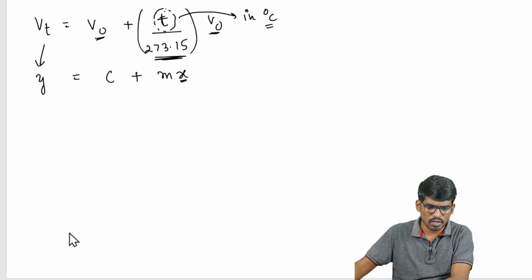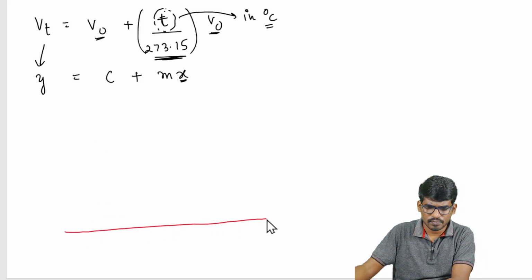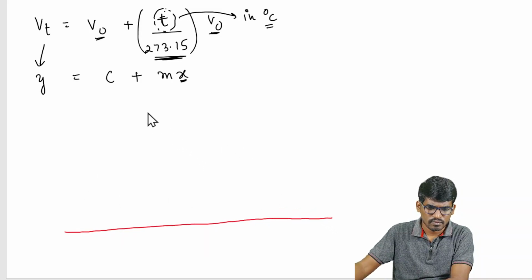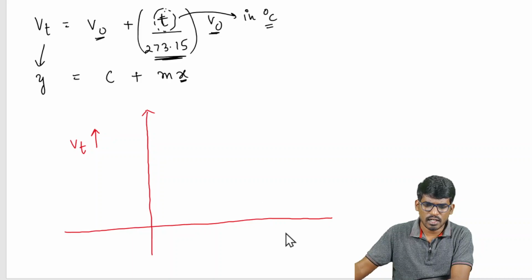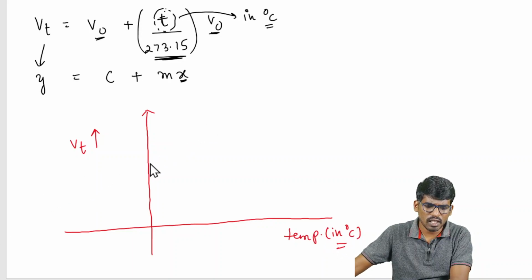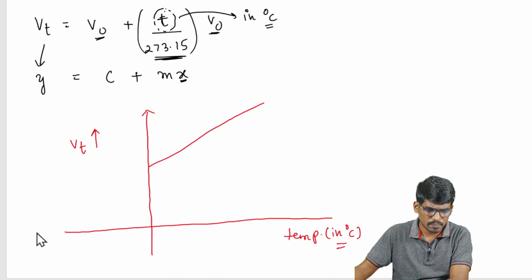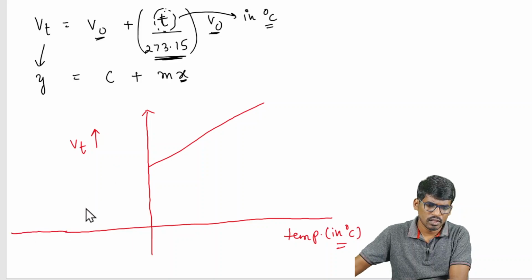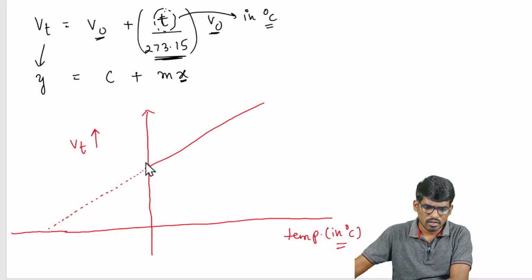Just observe the graph we are going to get. This is the volume at T degree Celsius, and here the temperature is taken in degree Celsius. If you compare with the equation of a straight line, this is the graph you get. And if you extrapolate the graph, this line is going to meet at this point.